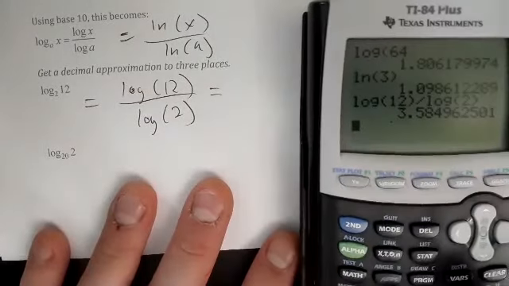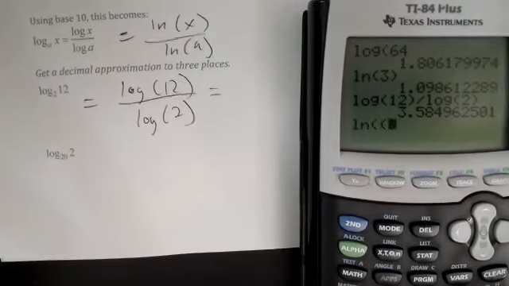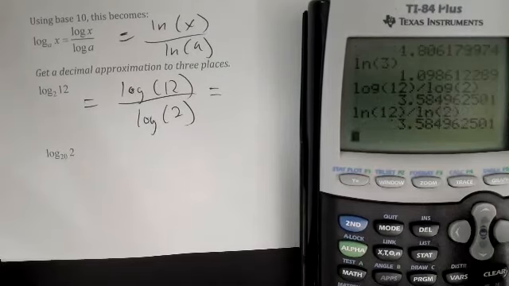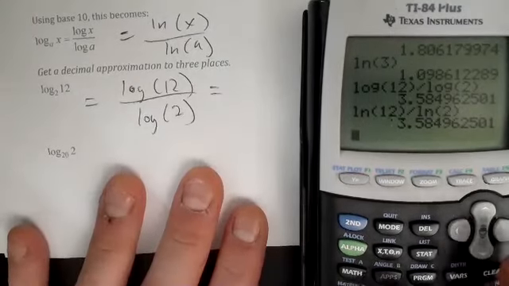What does this tell me? I have 3.584. So we did it with log, and I mentioned we could do it with any base that we want. We're changing the base here. We can do ln of 12 over ln of 2. It should give us the same number because we're changing the base. 3.58, then to 3 decimal places, 3.585.